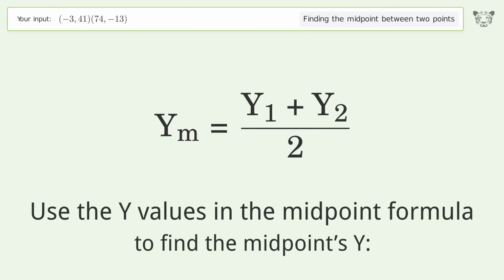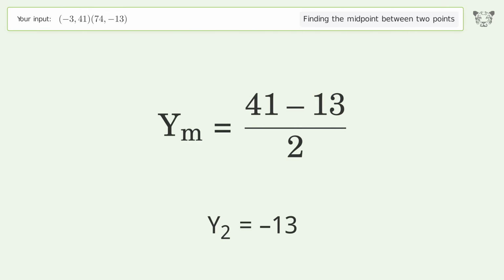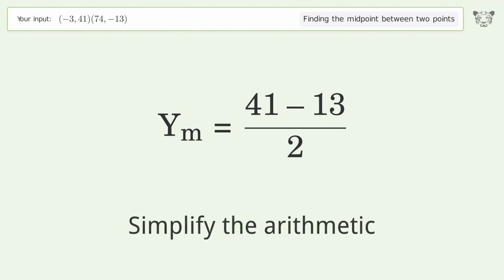Use the y values in the midpoint formula to find the midpoint's y. y1 equals 41. y2 equals -13. Simplify the arithmetic.